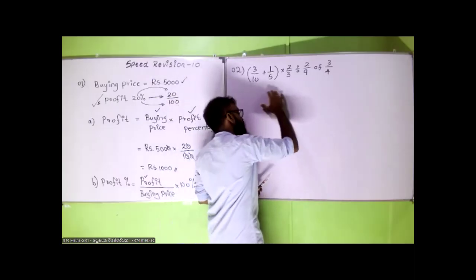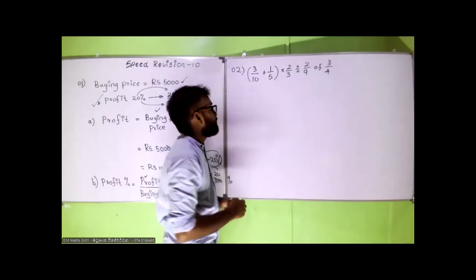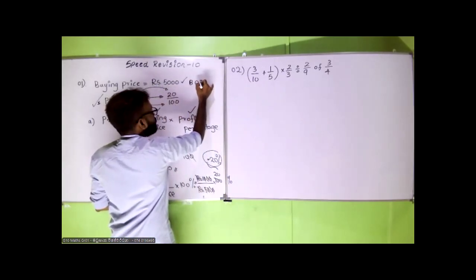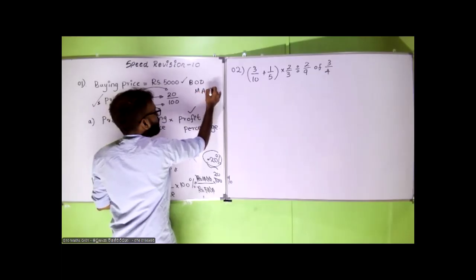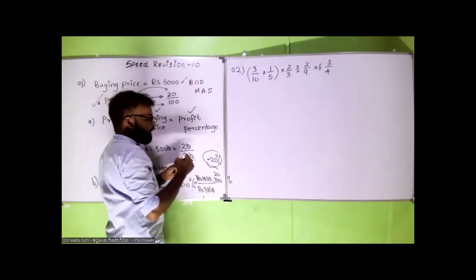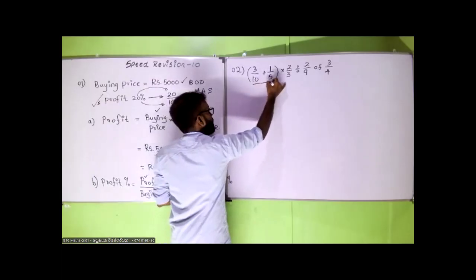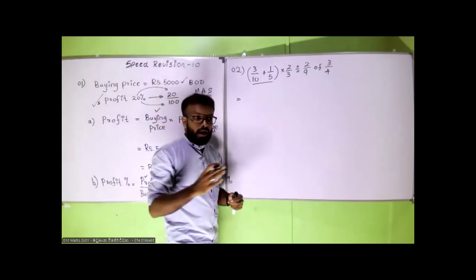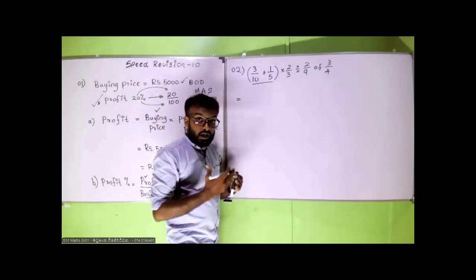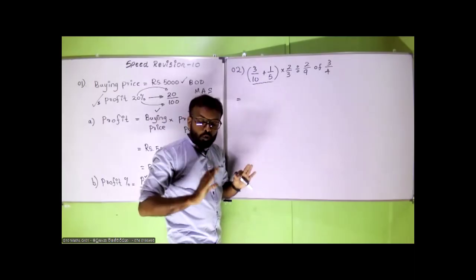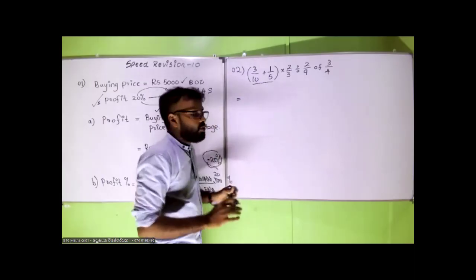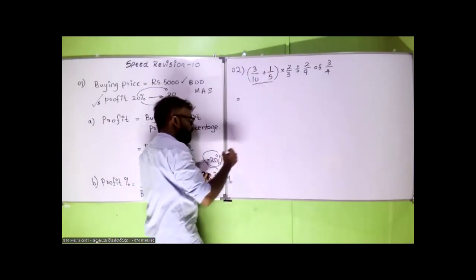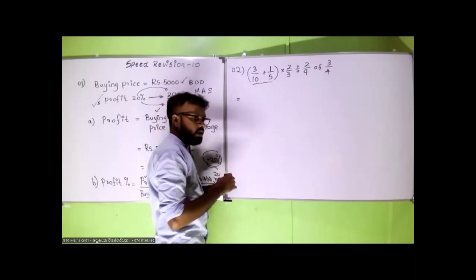So this is where you are going to use the rule BODMAS. So I will write it here, BODMAS. First of all, do we have brackets? Yes, we have brackets here. So until the bracket is gone, I am going to simplify this. Here you have 3 upon 10 and 1 upon 5.